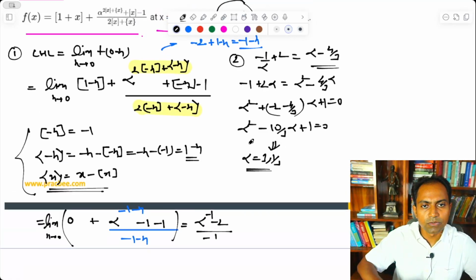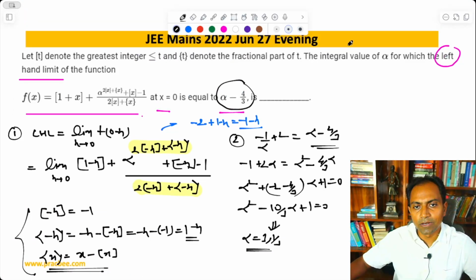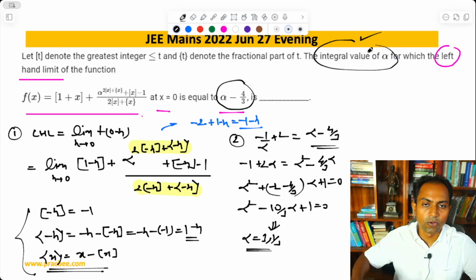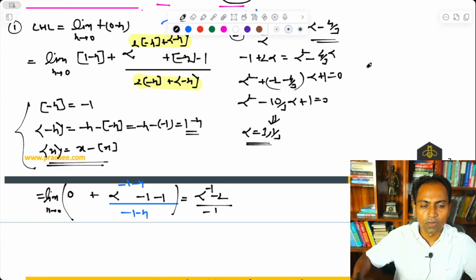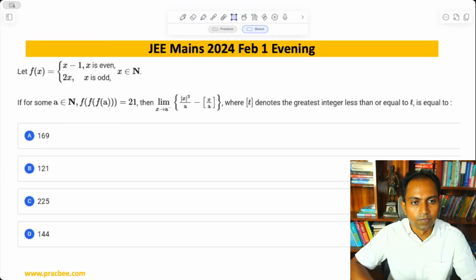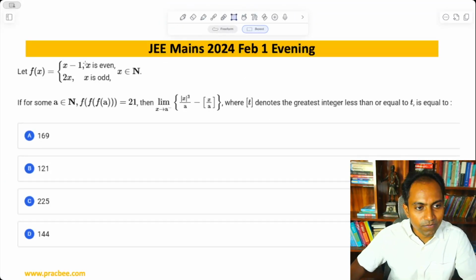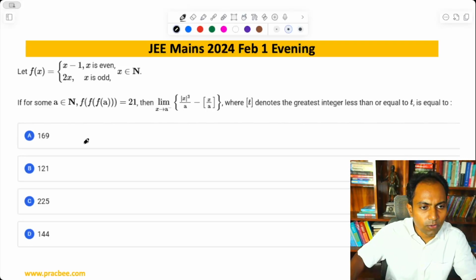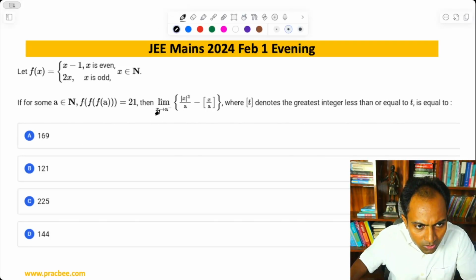Now in the question, they have specifically said what is the integral value of alpha. Okay, so they are not asking for any value, but the integral value. So if you solve this, the value of alpha comes out to be 3. That is the answer to this question. Now let us look into this next question. It is more about function and less about LHL RHL. But in this question, you can clearly see that even after reading the question, they are talking about LHL.